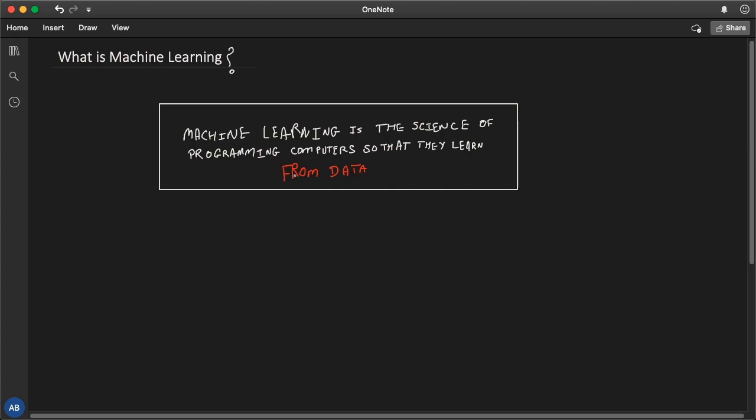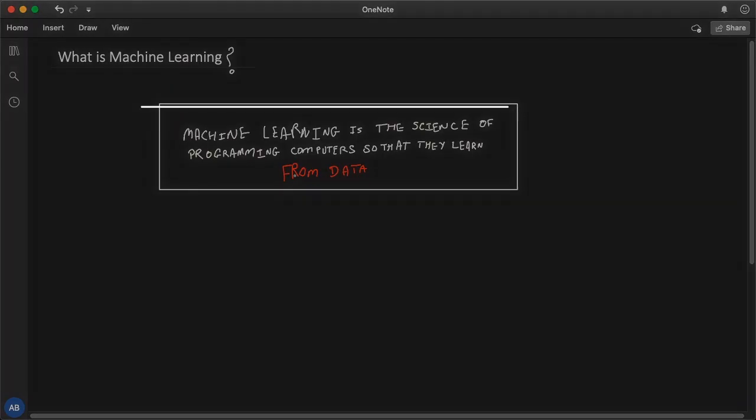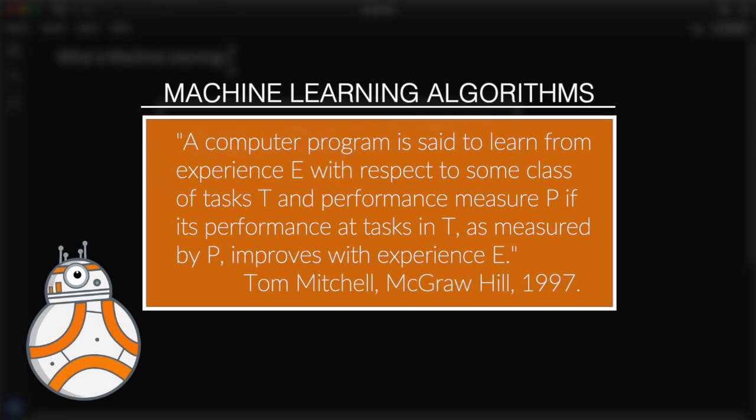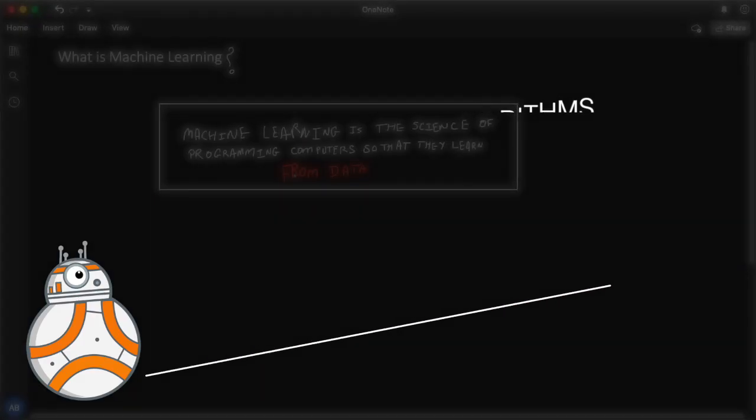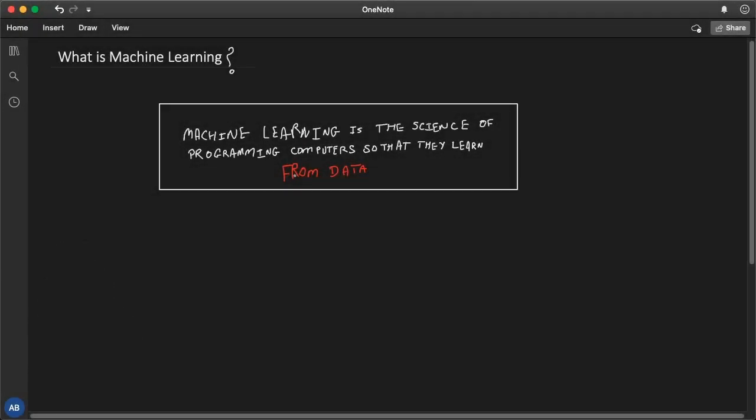And a more engineering-oriented definition, given by Tom Mitchell in 1997, is that a computer program is said to learn from experience E with respect to some task T and some performance measure P if its performance on T, as measured by P, improves with experience E. Now this sounds really philosophical, but it's really not that complicated.